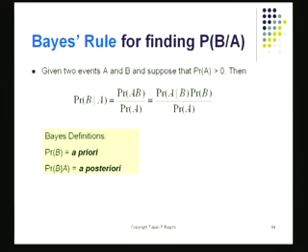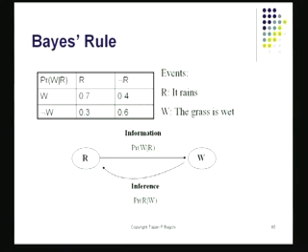This is a very, very useful relationship. It's called the Bayes rule, and it's by far one of the more powerful results in probability theory. Let me give you one example. I'm not going to be working this example in great detail, but I'm going to give you a hint as to how to work this example.